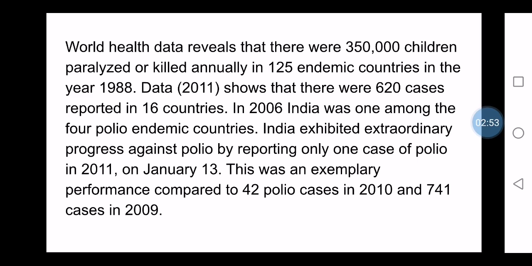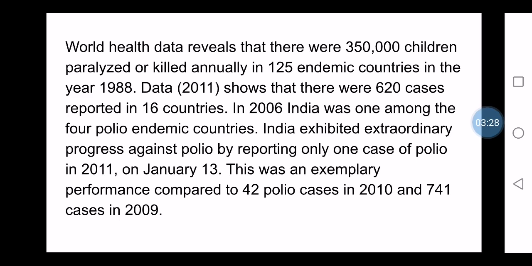The data of 2011 shows that there were 620 cases reported in 16 countries. So see, from 1988, by the time of 2011, we were still able to report cases in 16 countries. In 1988 there were 125 countries, and because of the global initiatives this reduced by 2011, but still there was a presence of polio in around 16 countries, around 620 cases.